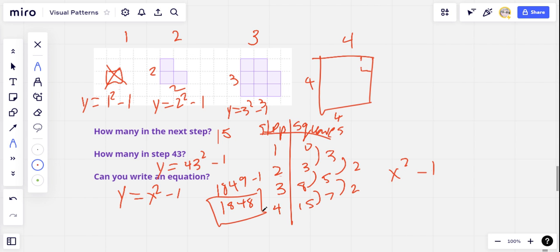Well, how did that come out for you? Did you see this pattern? Did you know right off the bat it was going to be a quadratic?